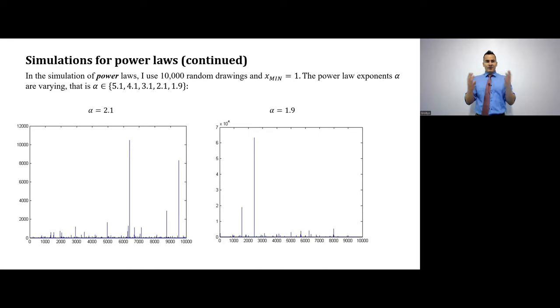So you see, that is an enormous increase. We go a tiny step from a power exponent of 2.1 to 1.9, and there's basically only one observation that overshadows the overall distribution. All of the other observations don't matter anymore. It's only this one outlier that makes up the cumulative total. This is what we can learn from this simulation experiment, and this is how we can visualize this kind of distribution. So obviously things become very complicated.